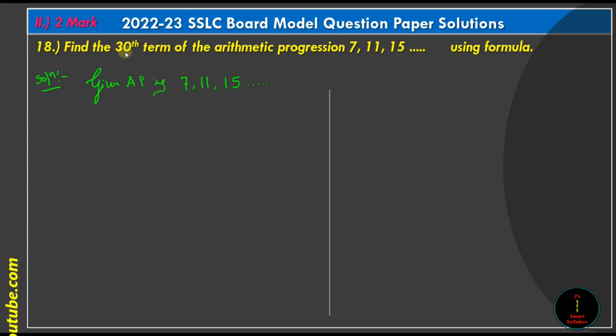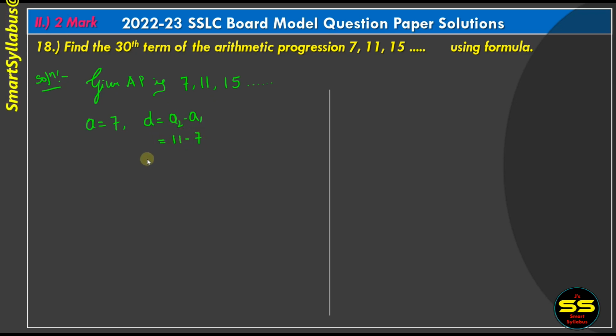Now we need to find the 30th term. So for that we need a. a is nothing but the first term, so it's 7. We need to find the common difference. So common difference will be a2 minus a1. That will be a2 is 11 minus a1 is 7. It means d is nothing but 4. And it's already asked here, as you can see, the 30th term. It means n will be equal to 30.